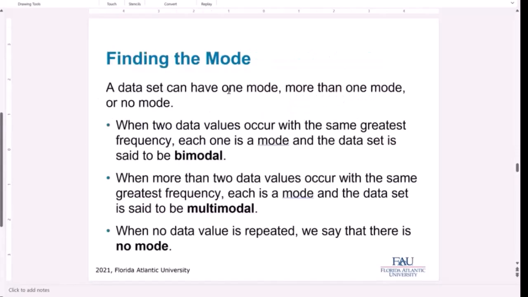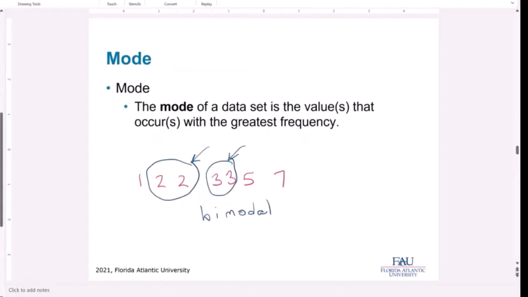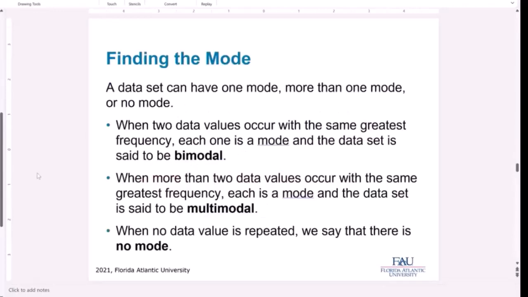Finding the mode. A data set can have one mode, more than one mode, or no modes. When 2 data values occur with the same greatest frequency, each one is a mode and the data set is said to be bimodal. So that's when you have 2 values that are the same, like we did here. We have 2 and 3 are both the mode. And that would be considered bimodal.